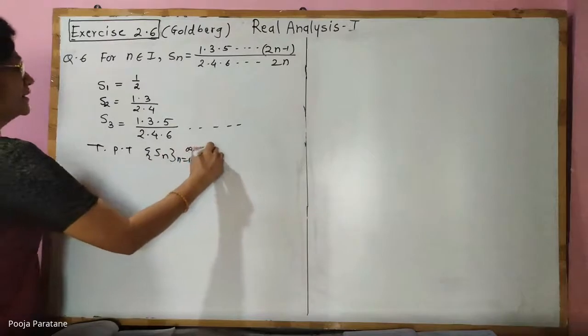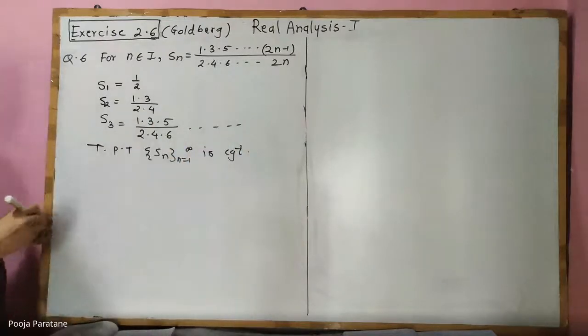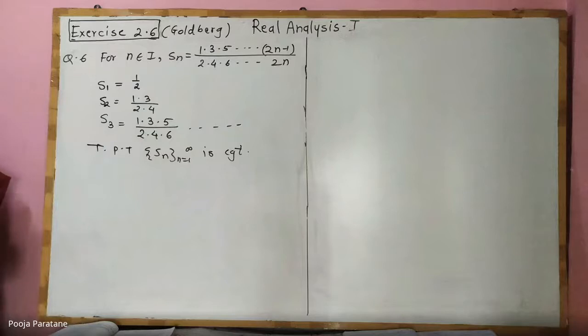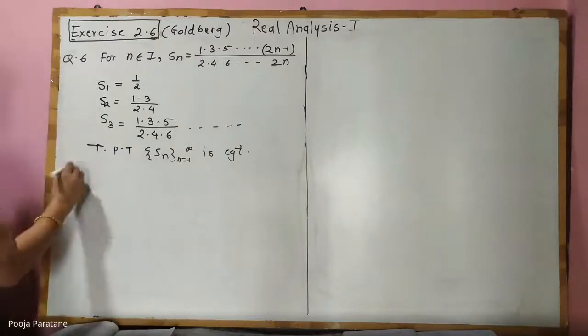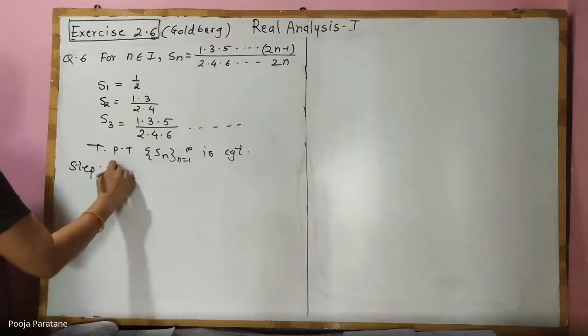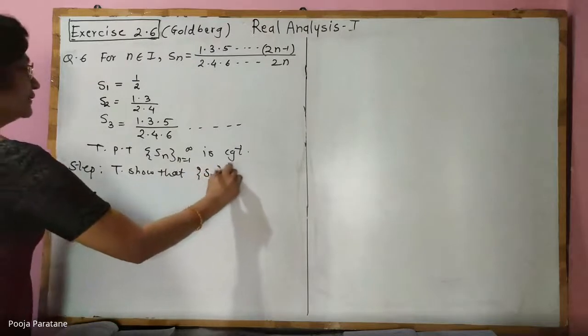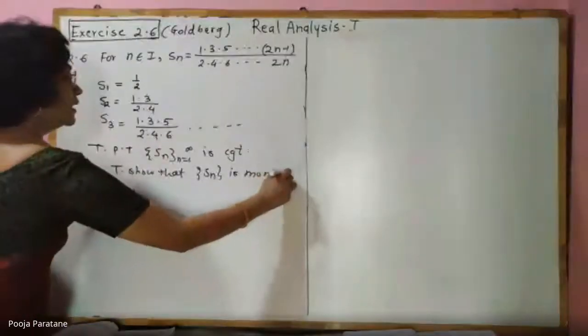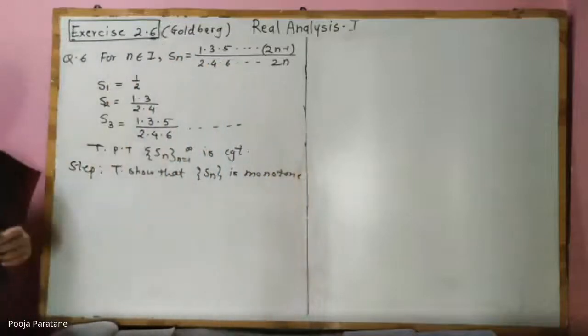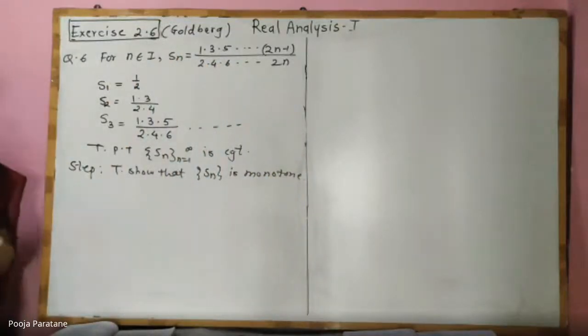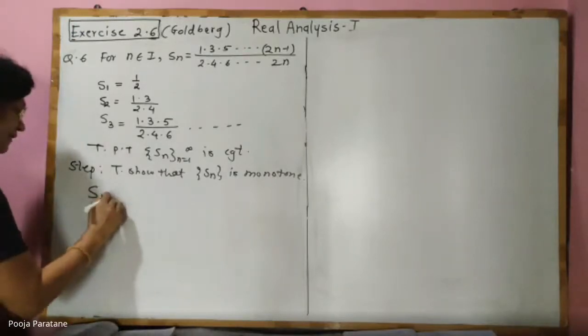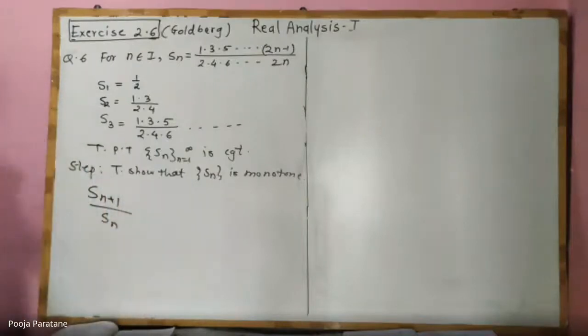Sn is convergent. So first we will show that this sequence is monotone, and then based on whether it is increasing or decreasing, we will show that it is bounded. So the first step is to show that the sequence Sn is monotone. For such sequences, where the numerator and denominator are products of continuous terms, we use this test to show that the sequence is monotone.